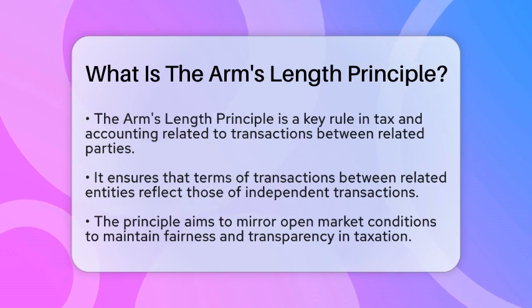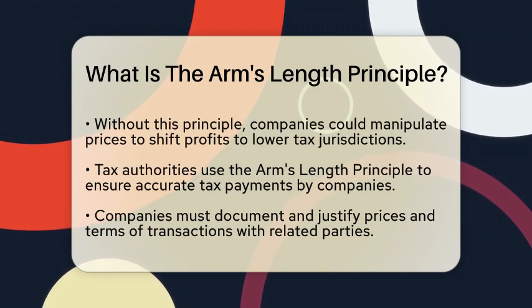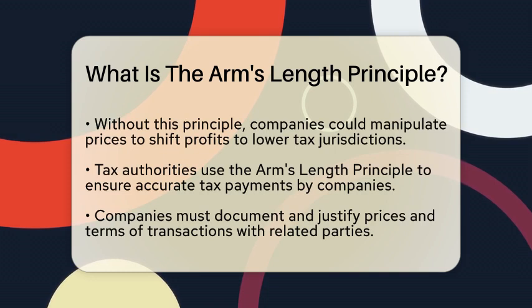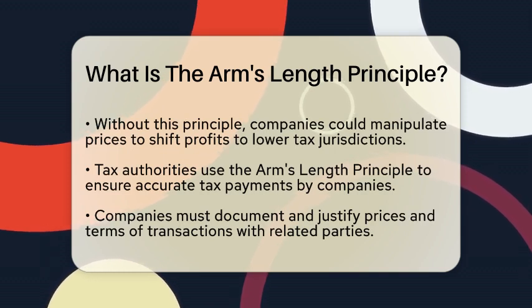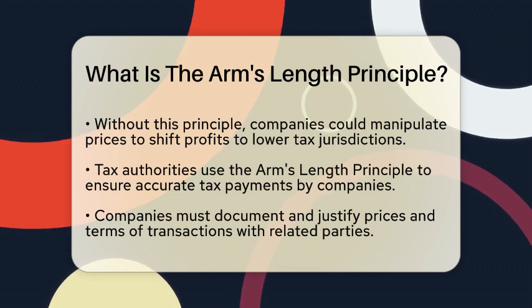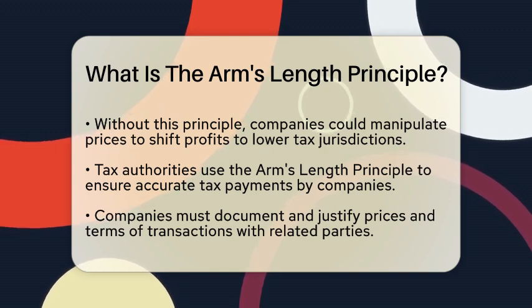Well, it helps ensure fairness and transparency in taxation. Without this principle, companies might manipulate prices in transactions between related entities. This could allow them to shift profits to places with lower tax rates, ultimately reducing their tax liability. Tax authorities rely on the arm's length principle to prevent such profit shifting. They want to ensure that companies pay the correct amount of tax.